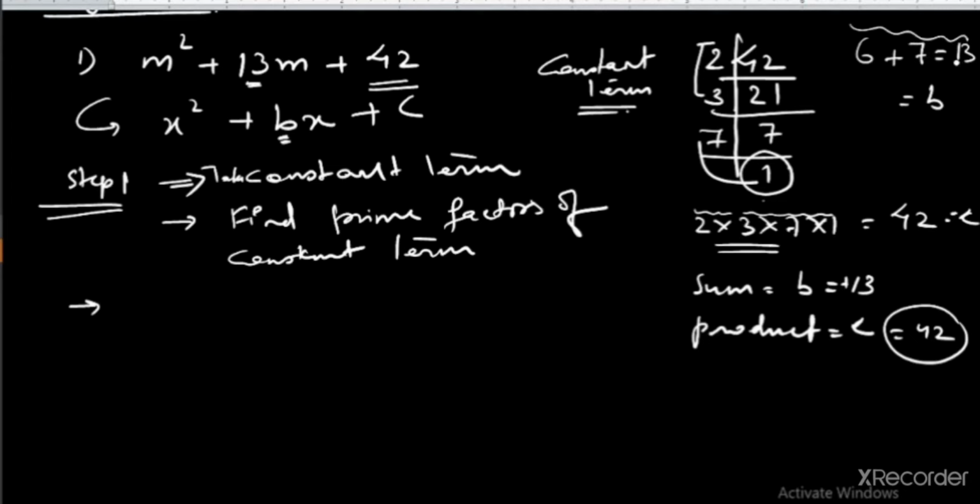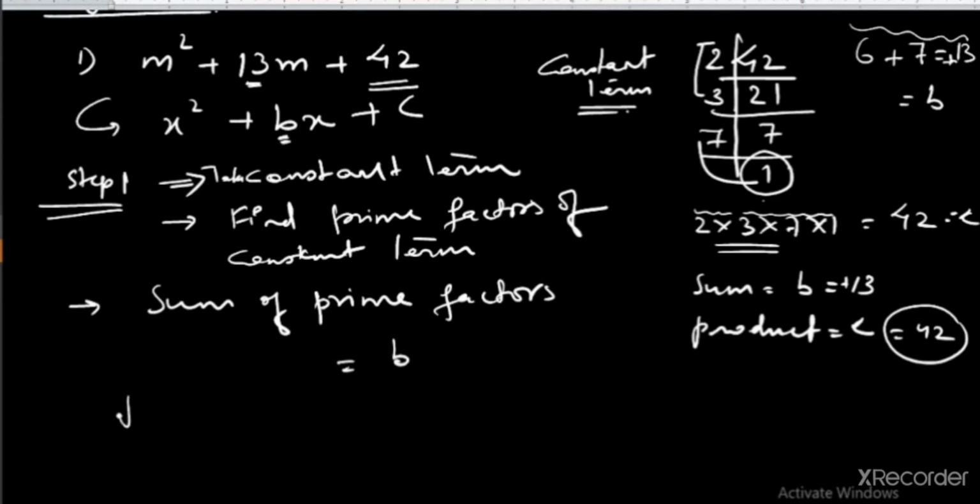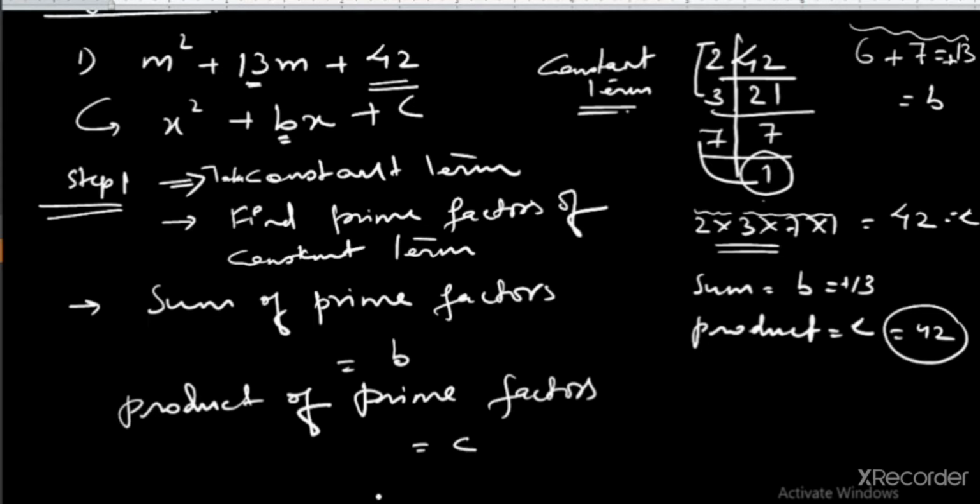Now check for the sign, whether the sign is a problem or is it the same. You can see here you are getting the sign as plus, and here also the sign is plus. So there is no problem. You are getting the same number after addition, as we wanted. What we wanted was the sum of prime factors equal to B and the product of prime factors equal to C. This was our motto.